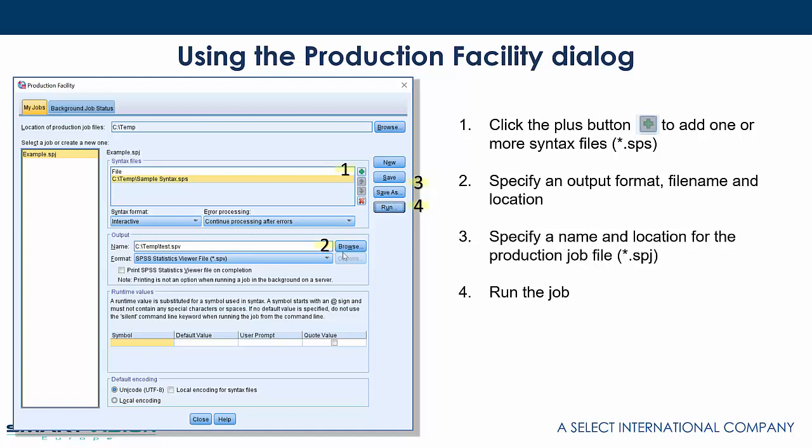And then part three is, you have to specify a name and location for your production job, because a production job is basically a file that wraps these two bits together, if you like. It keeps information about the SPS file and the SPV file. So it's yet another file type. It's called an SPJ file. That's a production job. And then if you just want to run it, you click run, which is step 4 here, and that would run the job for you.